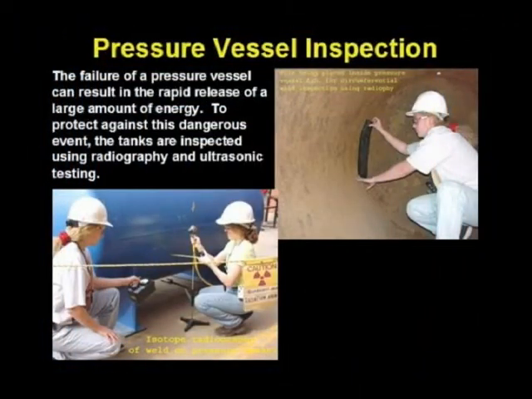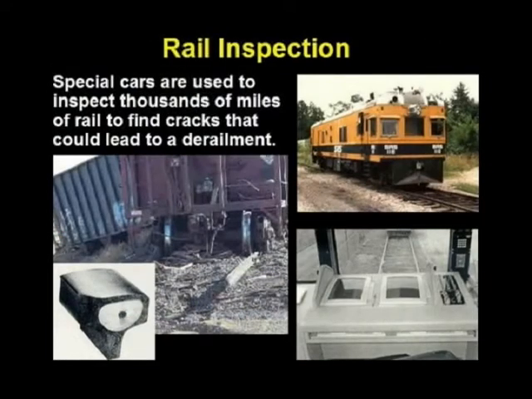The pressure vessels contain a large amount of stored energy. Many NDT methods are applied to pressure vessels, including ultrasound, radiography, and acoustic emission. A lot of money is spent every year inspecting both rails and the rolling stock for defects which could lead to derailment. Rail cars containing specialized ultrasonic inspection methods periodically inspect the tracks for fatigue cracks.